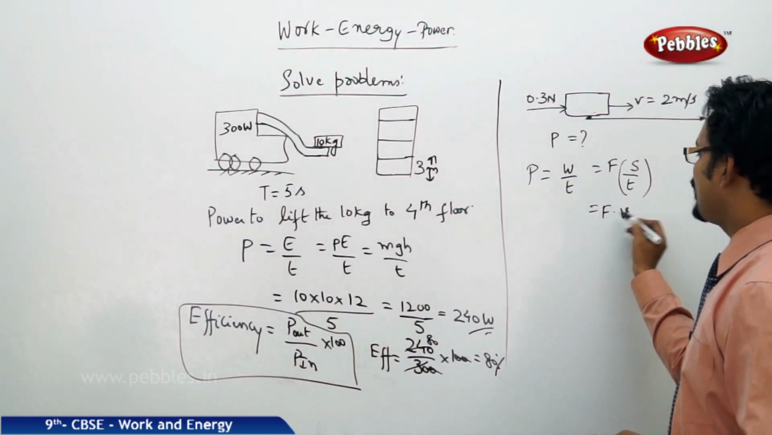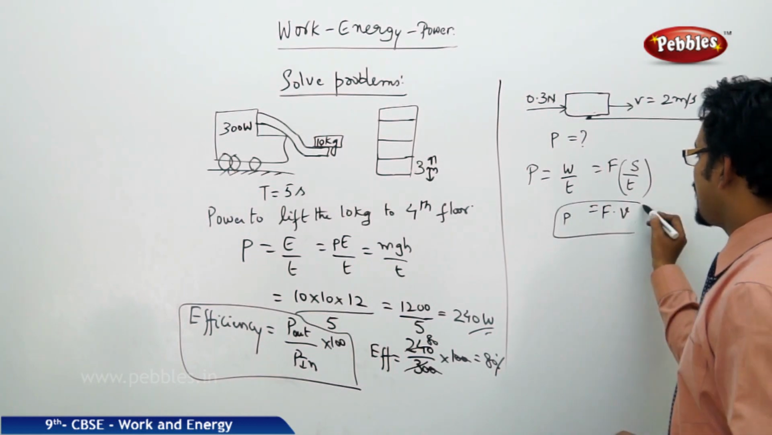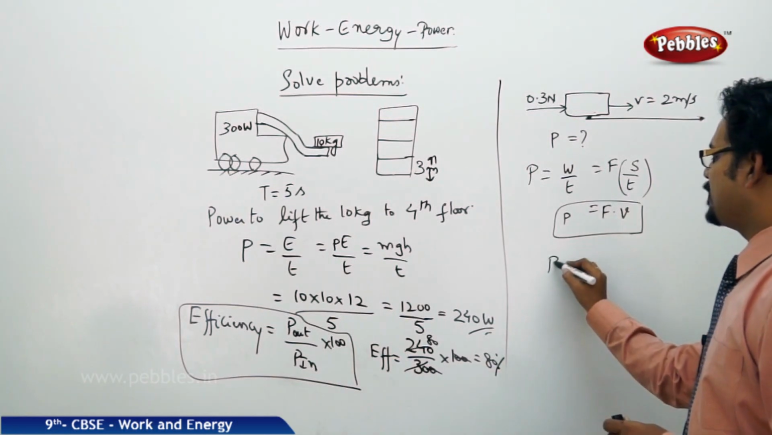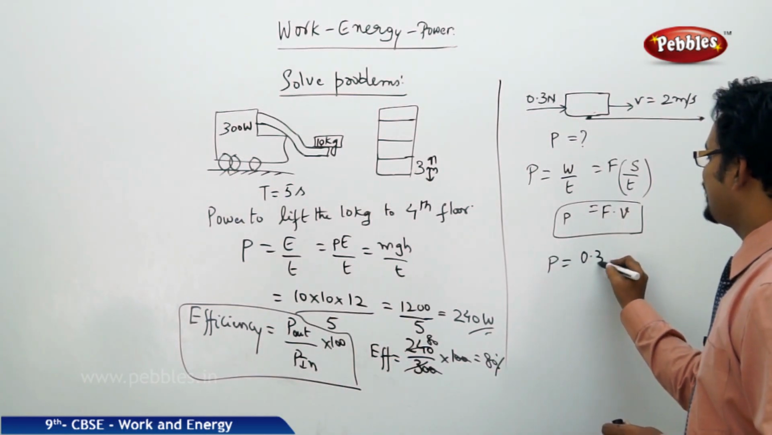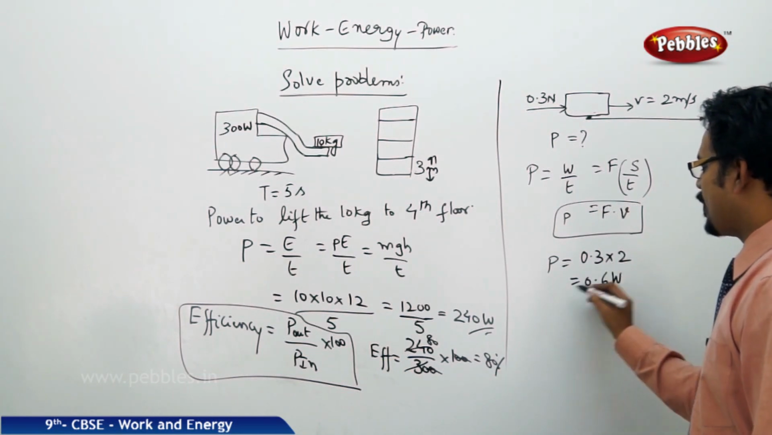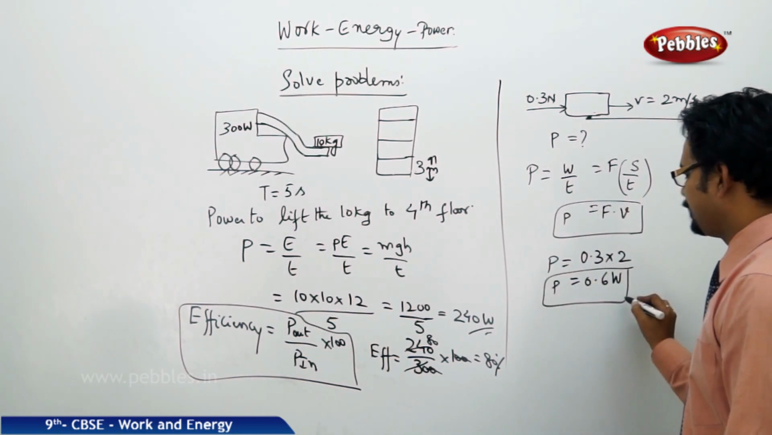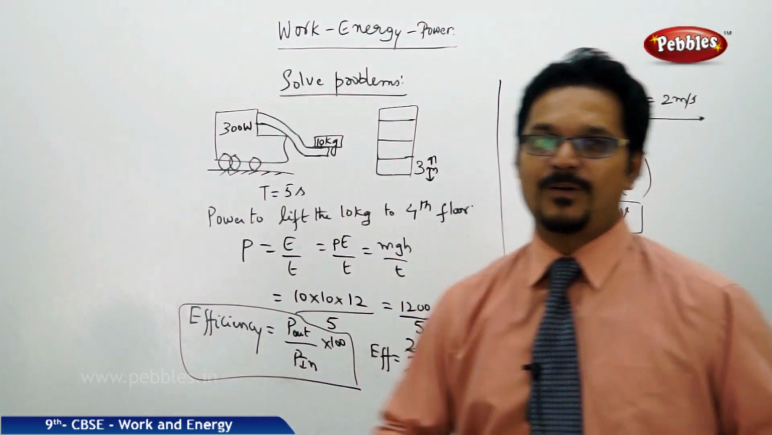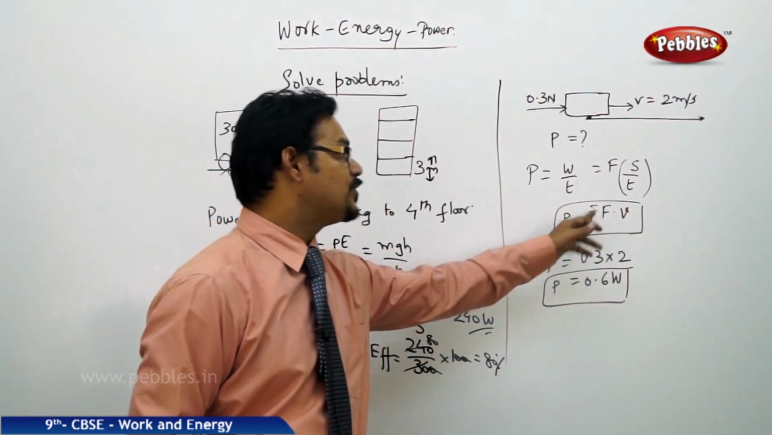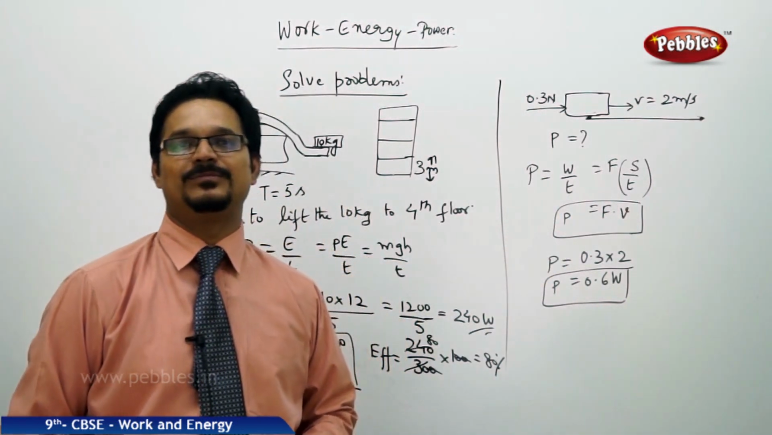Displacement by time is nothing but velocity. So power has another formula, F into V, force into velocity. Therefore power P equals force 0.3 into velocity 2, so it is 0.6 watts. So power is work by time, power is energy by time, power is force into velocity also.